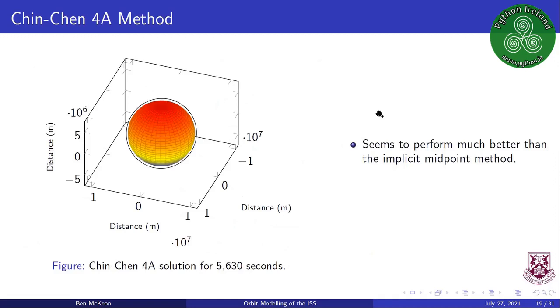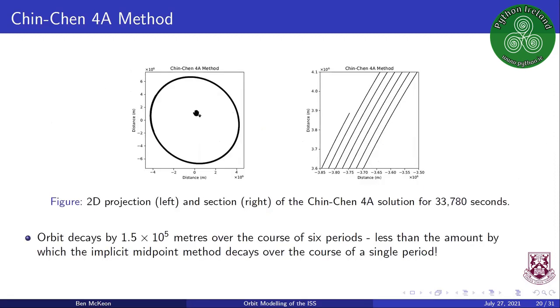And then if we go back to this here, we see it definitely looks a lot better than the implicit midpoint method that we have here. So again, we ask the same question, how quickly does this decay? And we see that it does decay by a bit more than the velocity Verlet method, but obviously this is in the right direction because we want it to decay inwards rather than outwards. So it decays by 1.5 by 10 to the 5 meters over the course of 6 periods, which is less than the amount by which the implicit midpoint decayed over the course of a single period. So obviously this is a lot better.